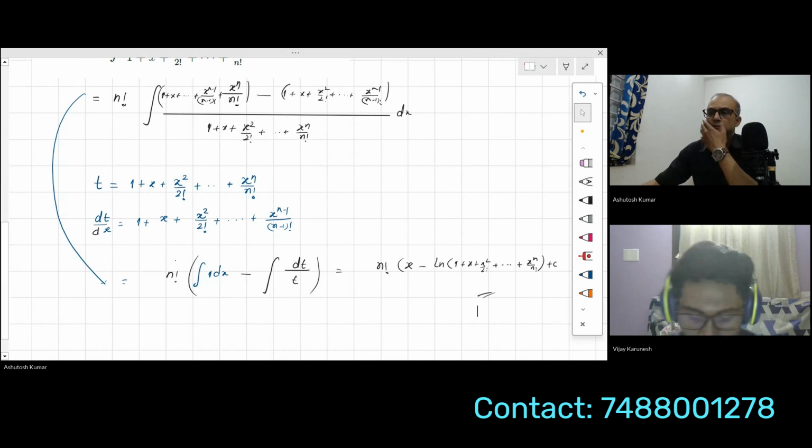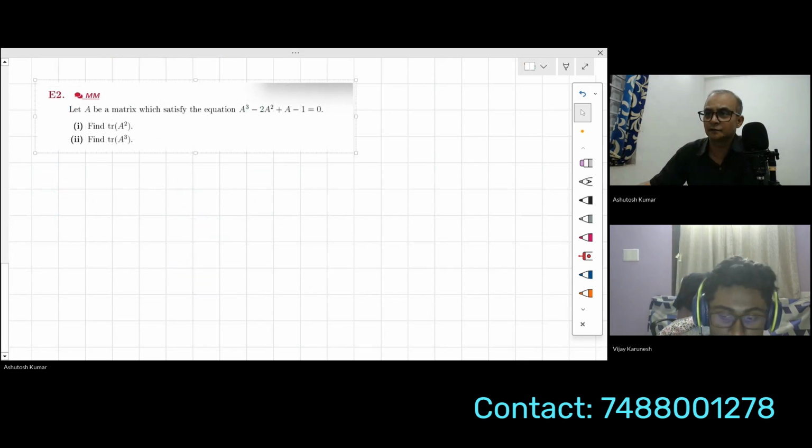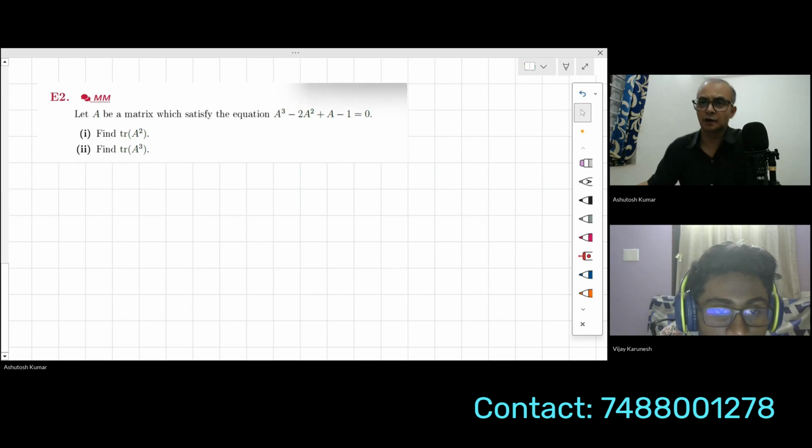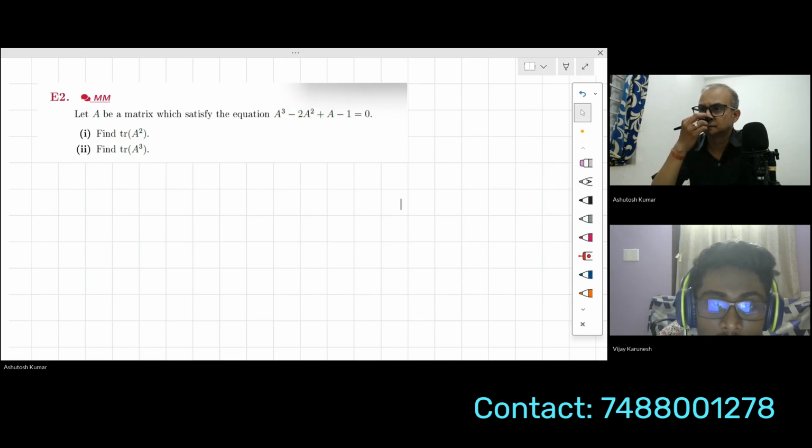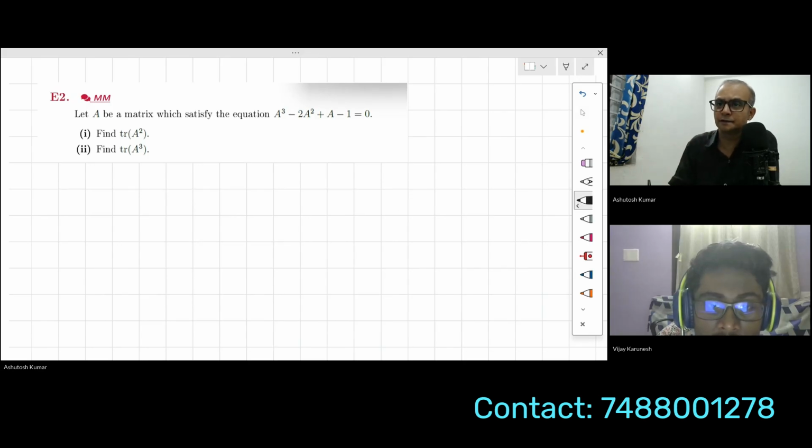Understood? Yes. Tell me, how do we find the trace of A? So how will you try to find the trace of A? We can write from the equation, you can write A cube as 2A squared minus A plus I, sir. Okay, and you are studying, it's the characteristic equation of the matrix, sir.